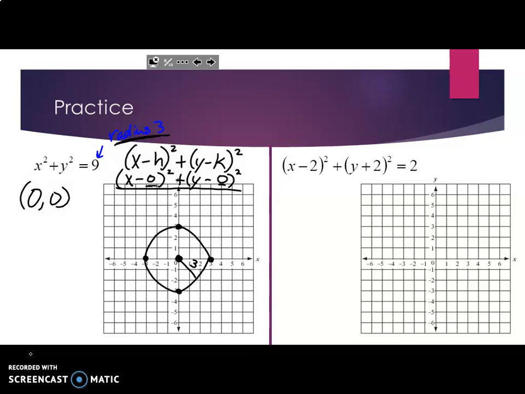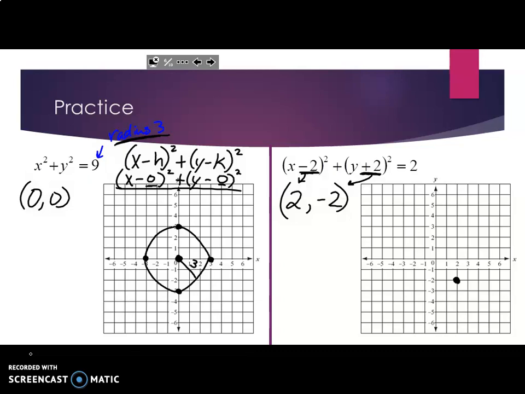Okay? This one over here on the right, this one should be easier to find your center. Pause it, find your center real quick. Okay, remember when we do our center, we're switching signs. So this should be 2, -2. My x switch the sign as a +2. My y switch the sign as a -2. Okay, so at 2, -2, that's my center.